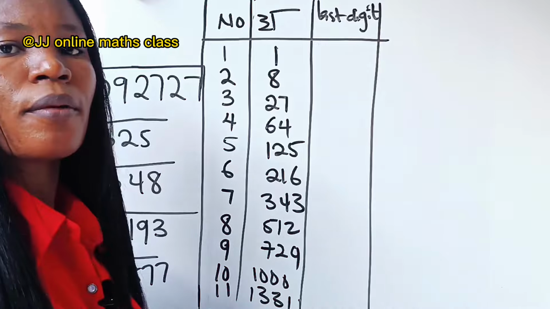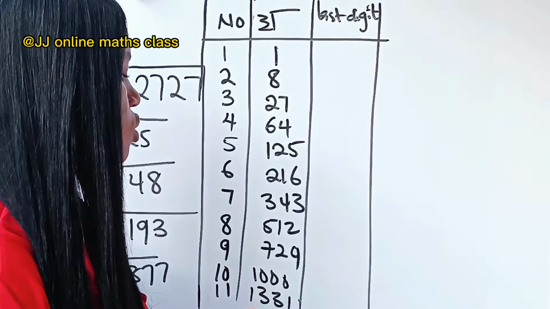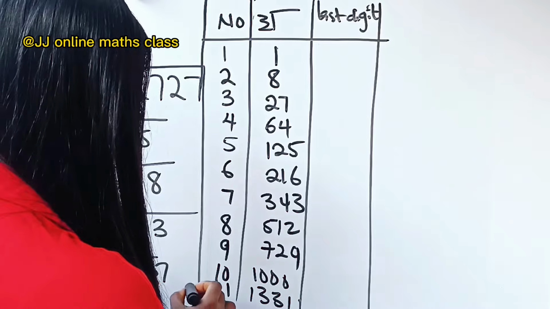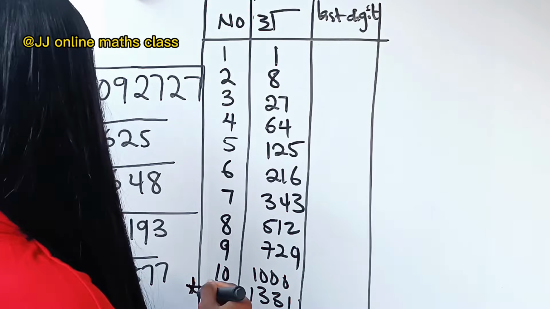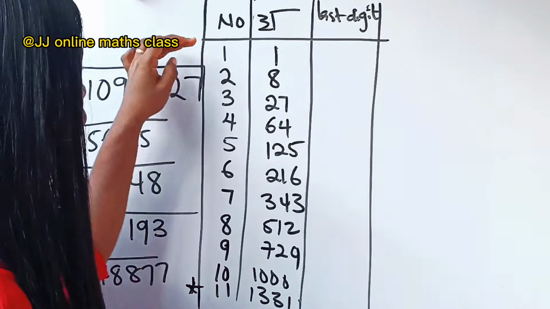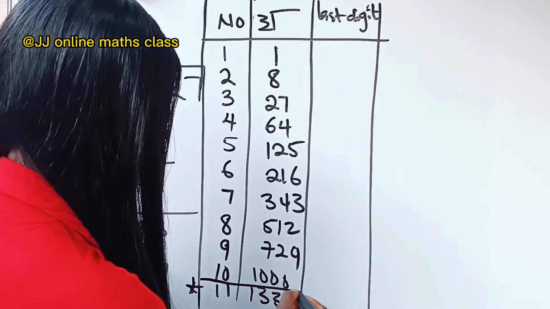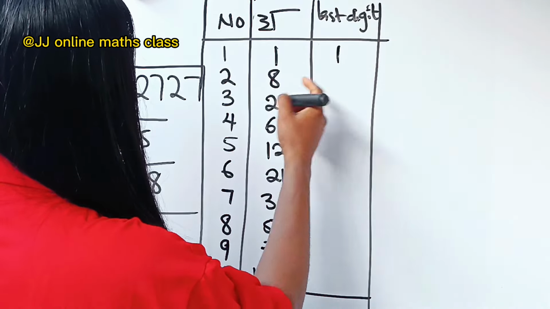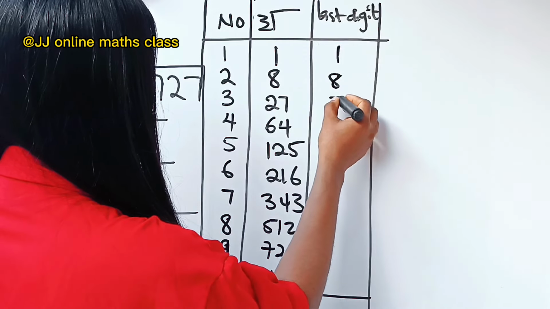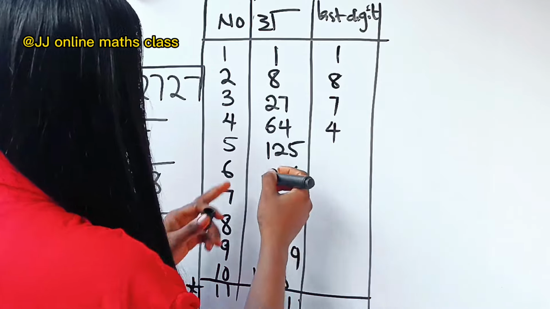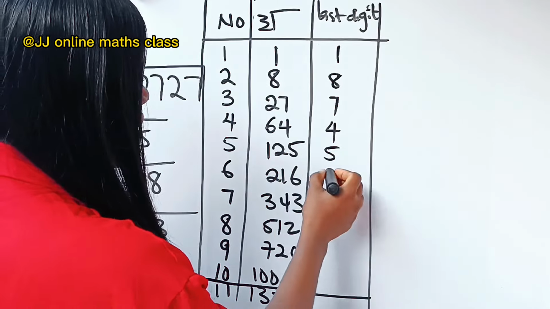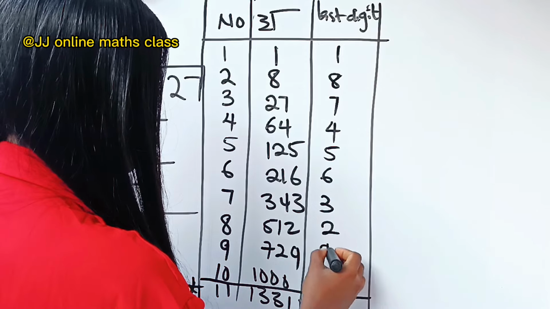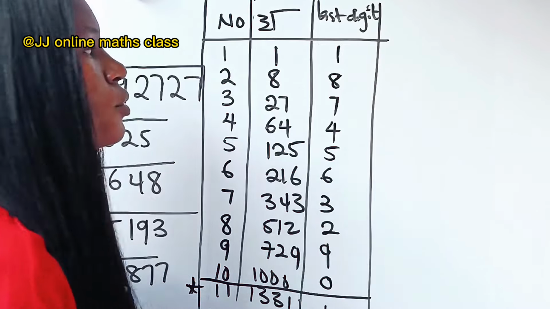Like I said, I'm going to stop here. Now let's take note of the last digits. Remember, I told you that this 11 is precisely for this number 1. So we are going to focus on numbers 1 to 10 for what we are solving now. The last digit of 1 is 1. The last digit of 8 is 8. The last digit of 27 is 7. The last digit of 64 is 4. The last digit of 125 is 5. Here is 6. Here is 3. Here is 2. Here is 9. Here is 0. Here is 1.